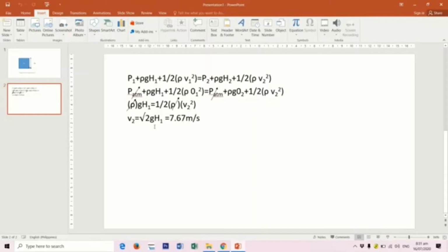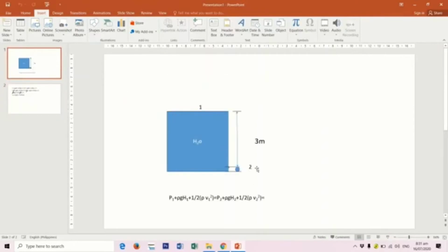So arranging the equation, we get the answer here. This is the velocity for the outlet here. This is the velocity here. That's all. Thank you.